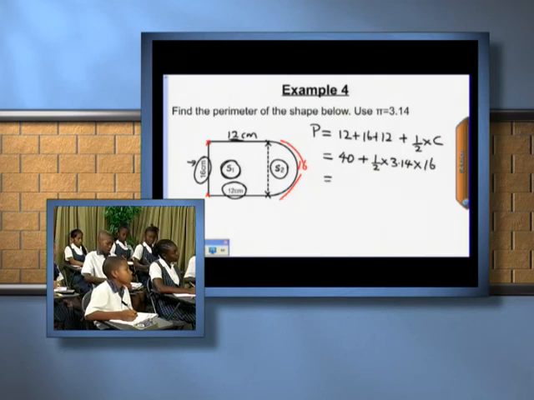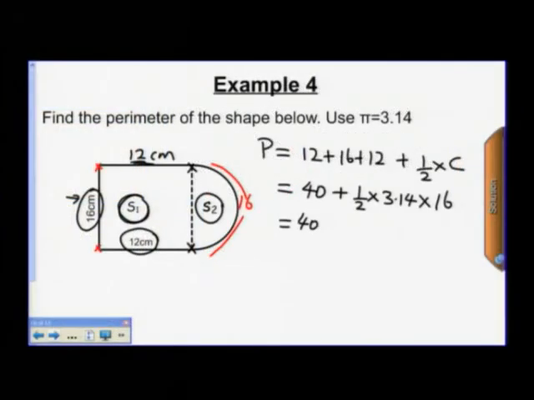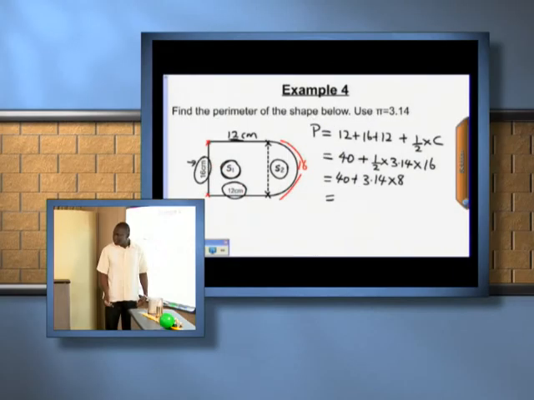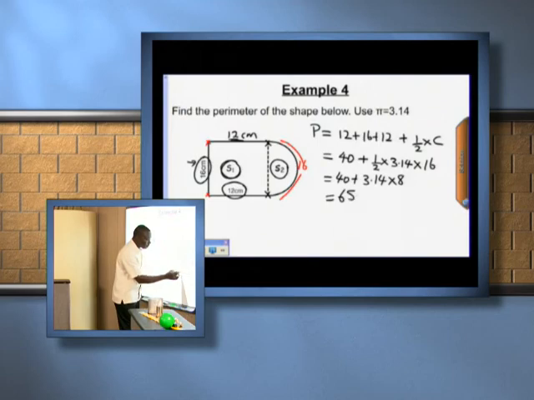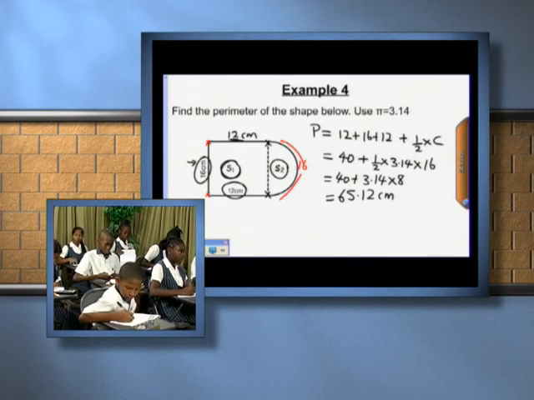And when you work this out, we will have 40 plus, well, half of 16 is 8. So it will be 3.14 times 8. And we will get 40 plus 3.14 times 8, then we will get 65 point something. What is it? 65.12 centimeters. We put our centimeters there. That's our perimeter which we just found.